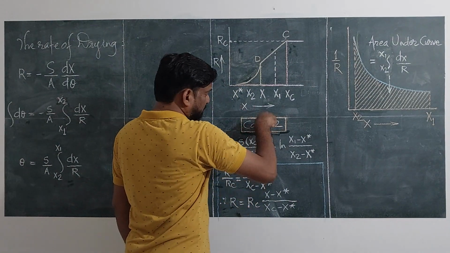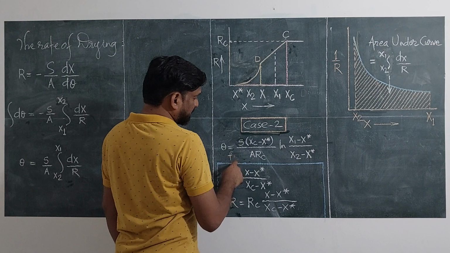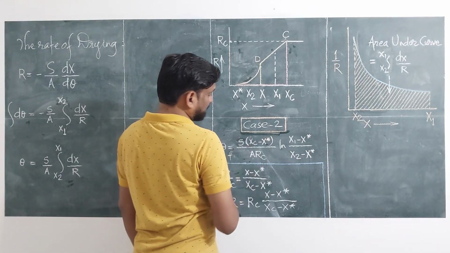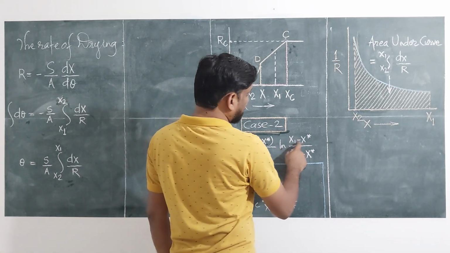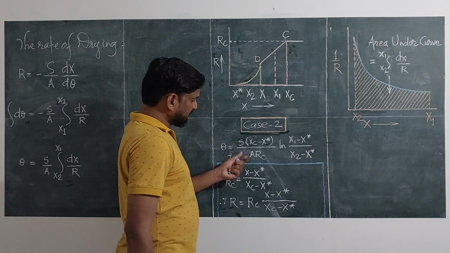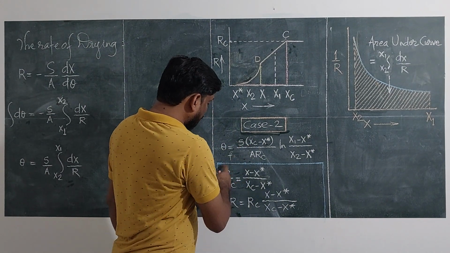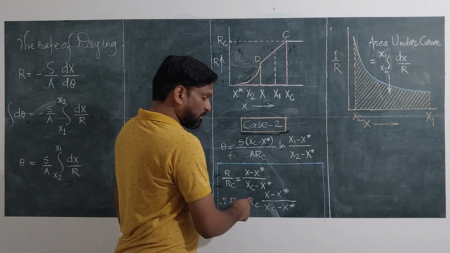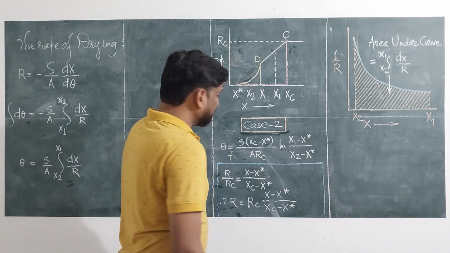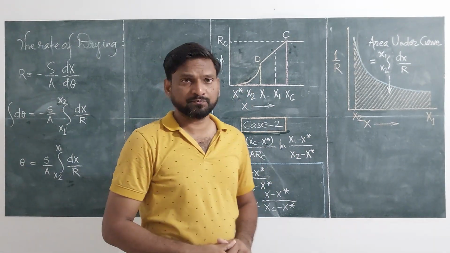See, for case number 2, earlier it was theta f is equal to S divided by A rc into xc minus x star into ln of x1 minus x star upon x2 minus x star. We got this relation because we were having this relation for R, rc into this term. But now the case is different. Here there is no specific R.